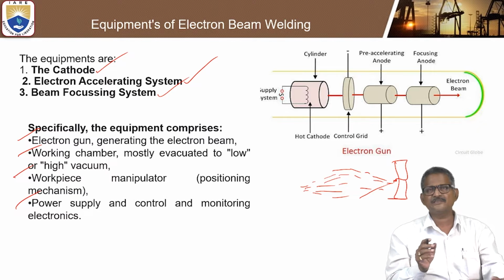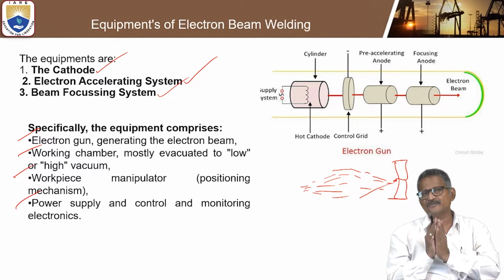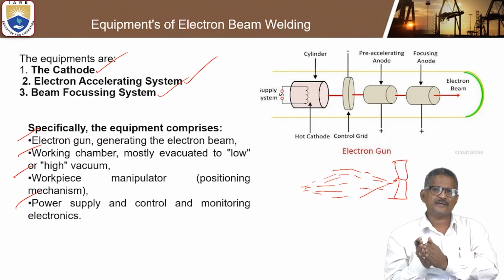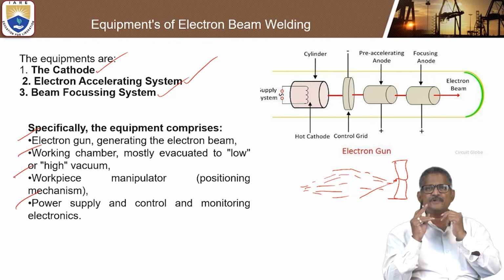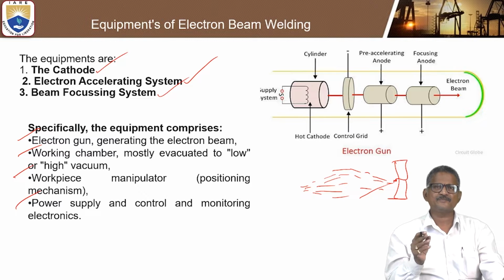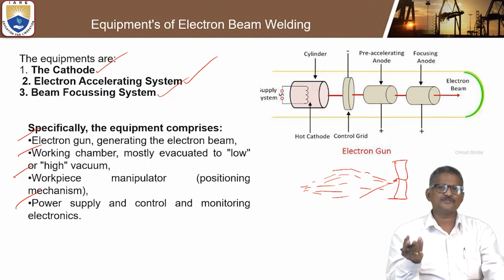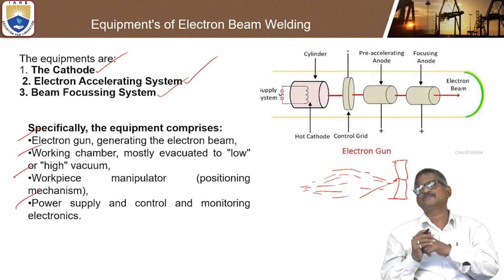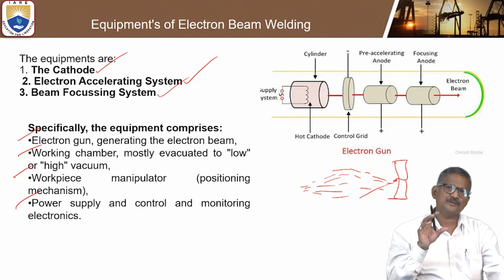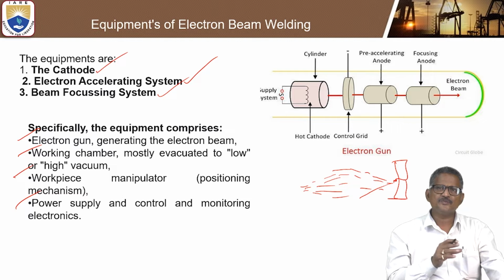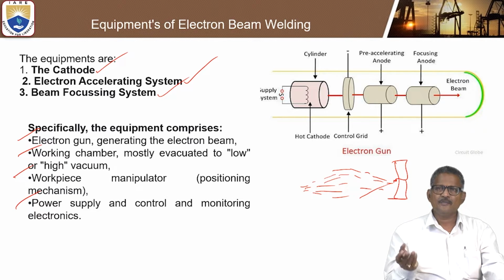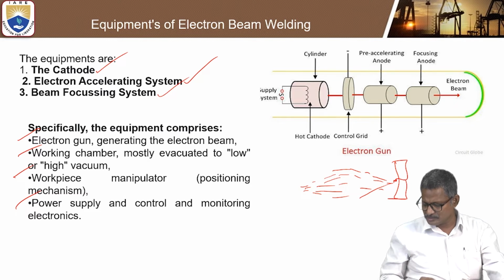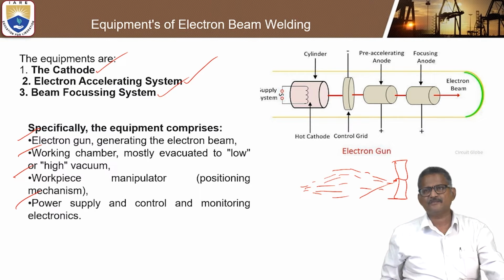So this is the major equipment you can use in electron beam welding: the cathode, electron accelerating system, beam focusing system. Apart from that, the electron gun is also one major thing, along with the working chamber and manipulator, power supply, and controller. So these are the basic equipment of electron beam welding, which can be applied to get good joining of any type of metals.